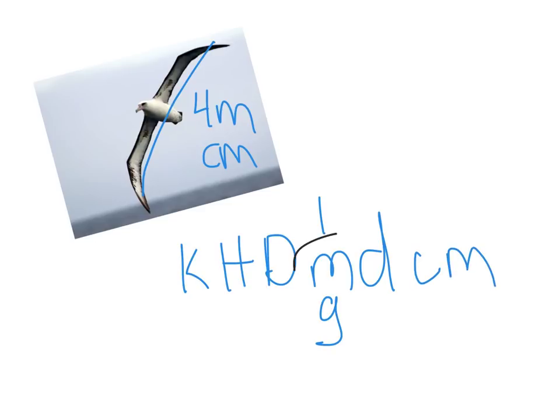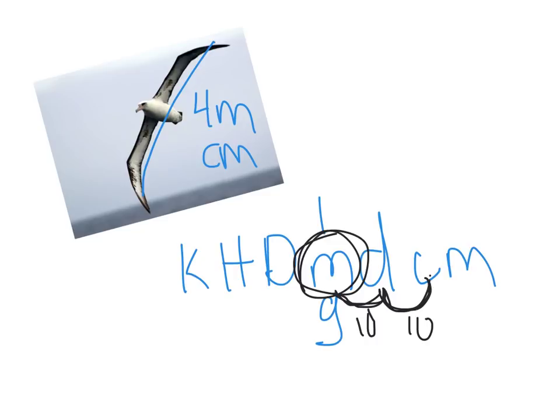So if we're starting here at meters and we want to go all the way down here to centimeters, there are 2 steps that we have to take. Well, in between those 2 steps, there's a set of 10. So there needs to be 10 centimeters equals 1 decimeter, and 10 decimeters equals 1 meter.